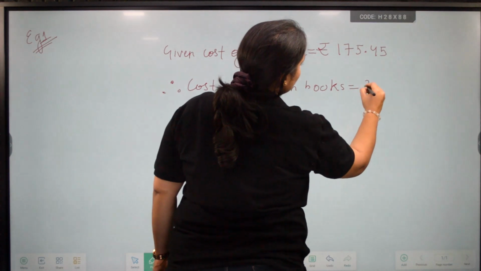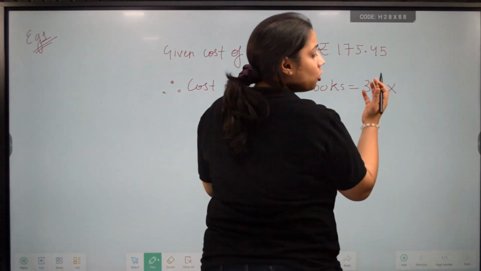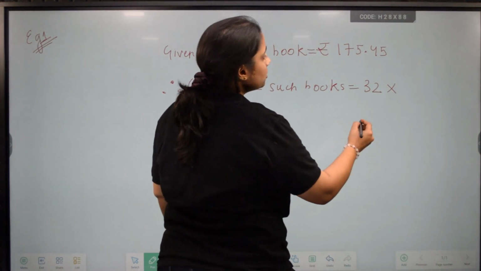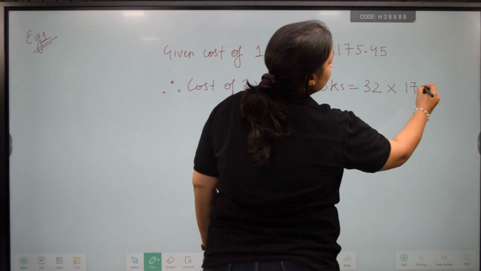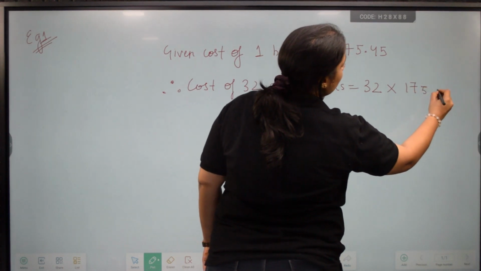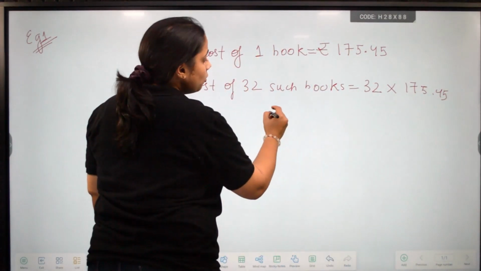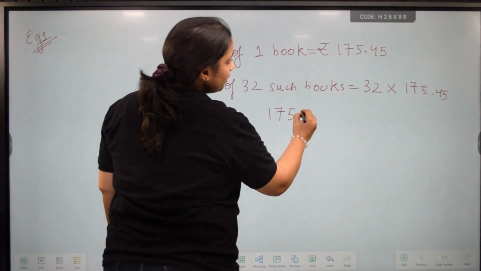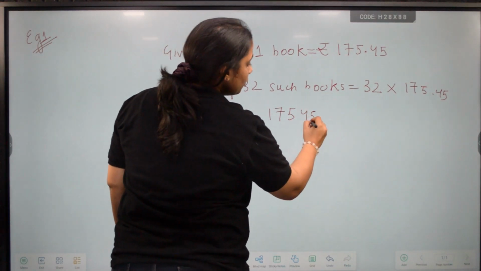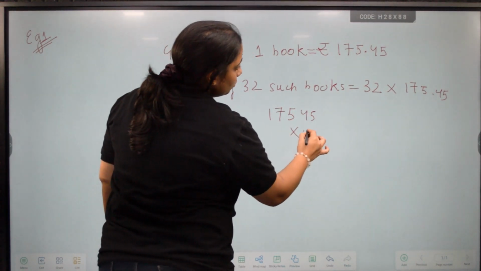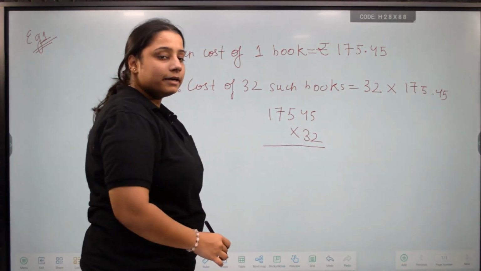Therefore, cost of 32 such books will be equal to 32 into cost of one book, that is equal to 175.45. Now multiply 175.45, ignoring the decimal part, into 32. Now multiply it.